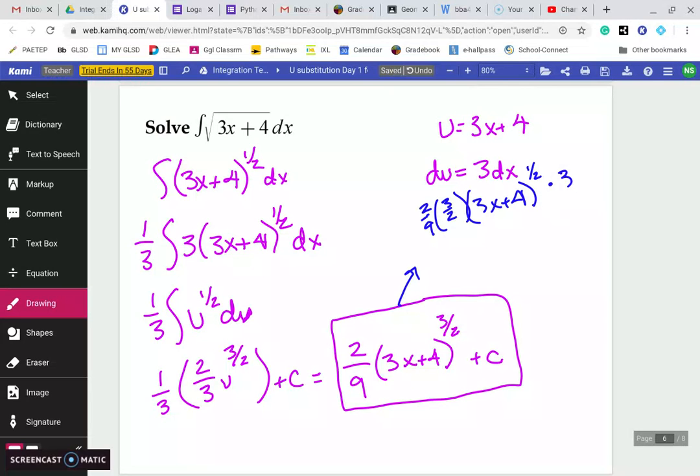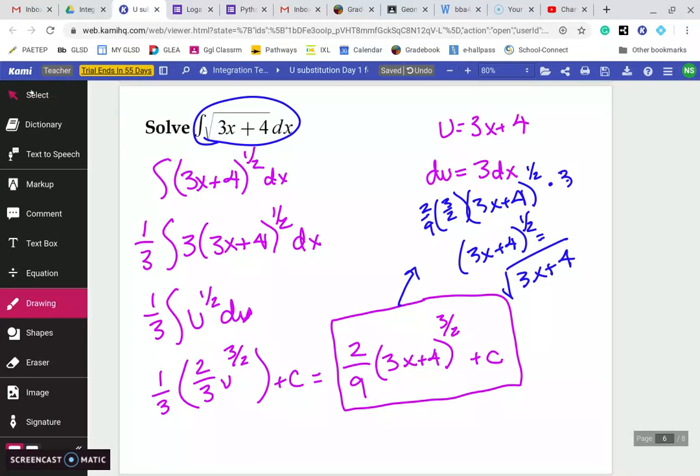So this ends up being just 3x plus 4 to the 1/2, which is the square root of 3x plus 4, which is what we have at the beginning. Okay, so because all this would cancel out, 3 times 3 over 9, that would cancel, 2 over 2 cancels, so it all cancels out, and you're left with just the square root of 3x plus 4. So you can always take the derivative to check yourself, okay?